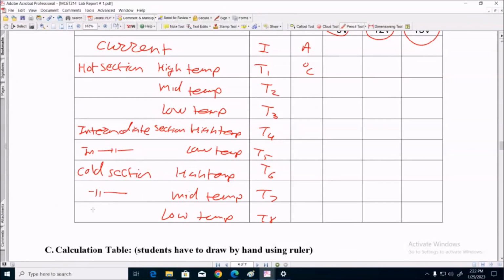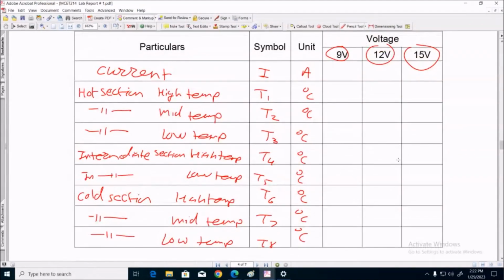So same in the cold section, right, cold section here, hot section here. Don't do like this. From the equipment, take the readings and write the data after steady state is reached. So record the readings. The voltage current is 0.96.